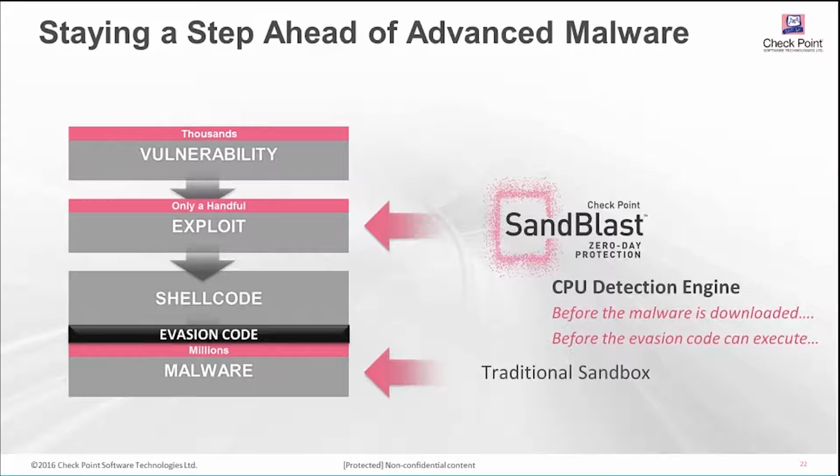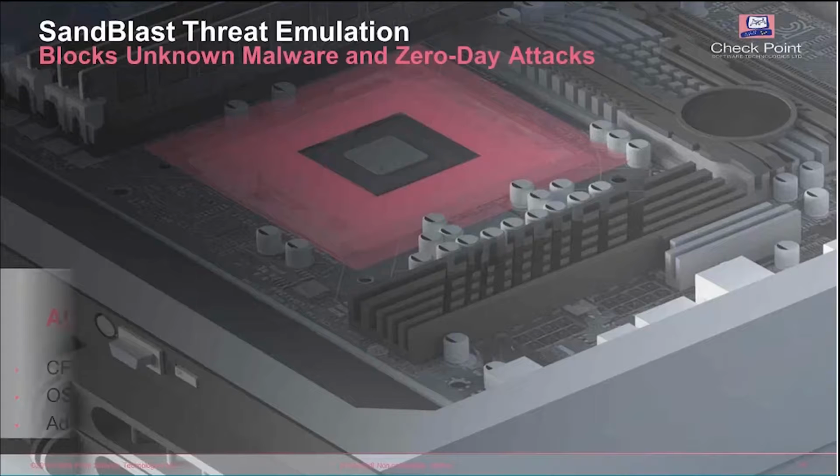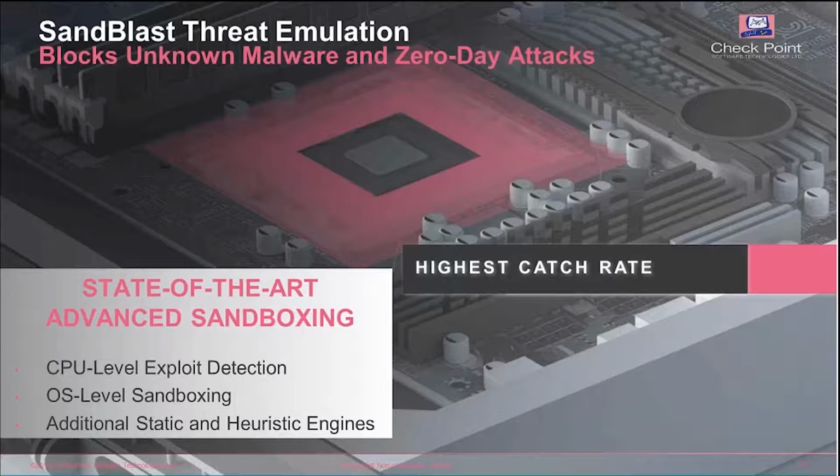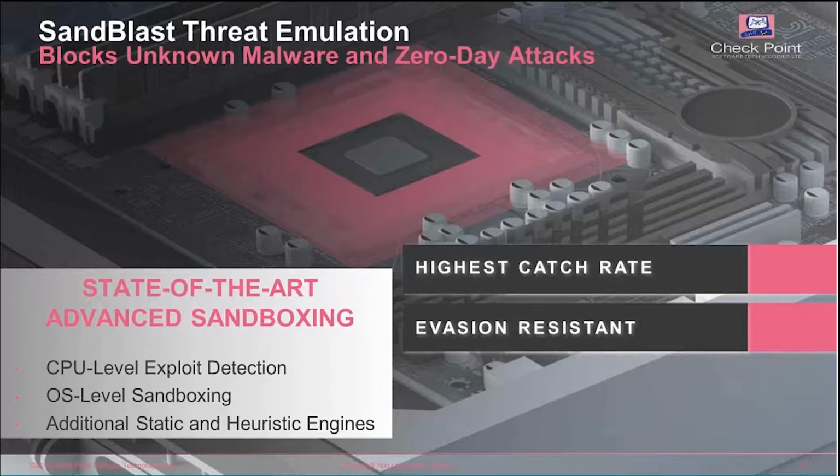This allows us to catch it earlier, before the malware is even downloaded, so it's fast, but also before the evasion code can execute. So we're much more resistant to the techniques that hackers are using. The bottom line here is with the patented CPU level exploit detection that's in SandBlast, we're still running all of those operating system level sandboxing techniques as well as static and heuristic engines. We're doing full analysis. That's what gives us this highest catch rate and has been yielding these best results in real bake-offs at customers, but also in the third-party testing labs.